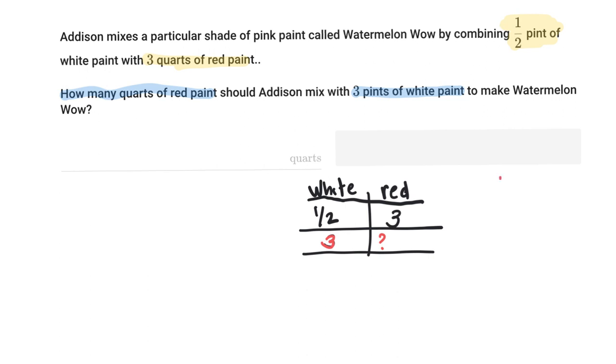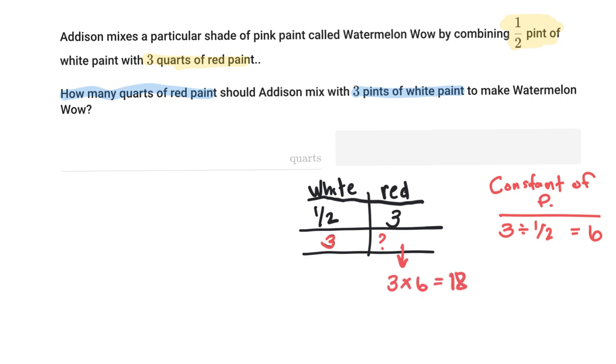So what we're going to do is find the constant of proportionality by taking my second column and dividing by my first column. So 3 divided by 1/2 is 6. So that means for every 1/2 of a pint, there are 3 quarts of red, so half times 6 is 3. So then, in order to figure out how much red paint we need, we're just going to take our 3 times our 6, and it's going to be 18. 18 quarts of paint.